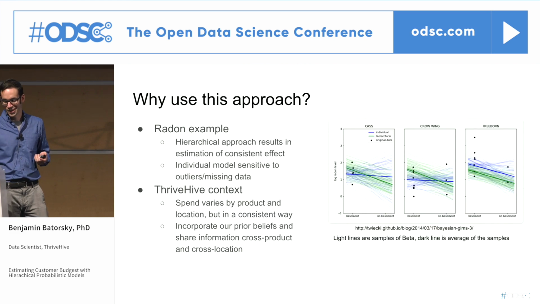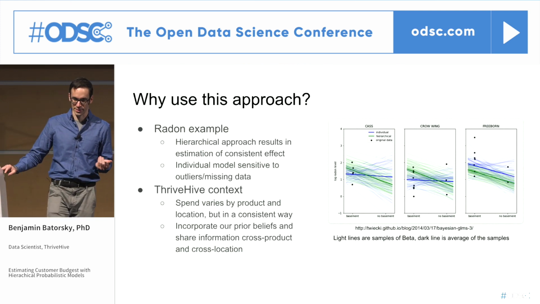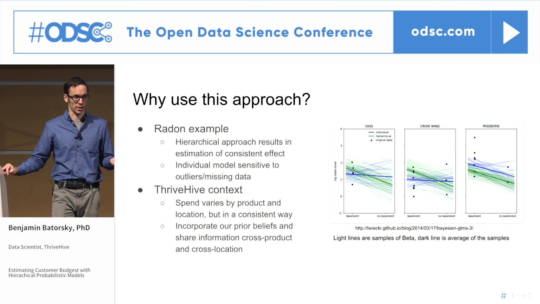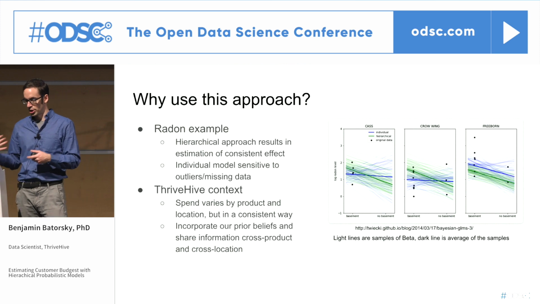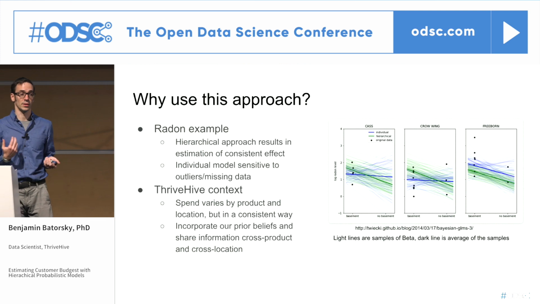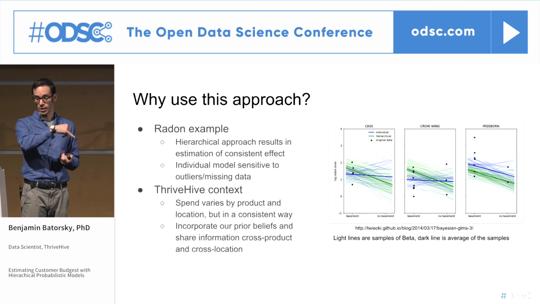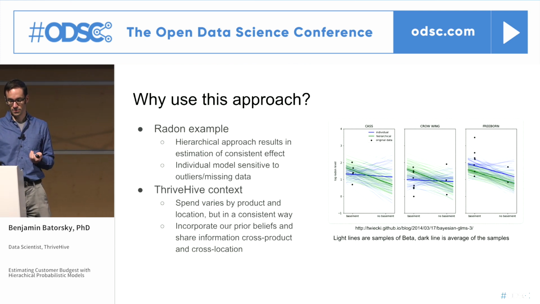Cool. I'll go on. So why even go this route? Intuitively, it makes sense, because there are differences by groups, and you want to account for those differences. But what does that actually shake out to in terms of your outcome? In the case of the radon example, you're trying to estimate the relationship between having a basement and radon levels. This is also from Thomas Wiecki's blog. Here are three different counties from Minnesota. Each of the lines is a sample from that beta parameter that we had back here.